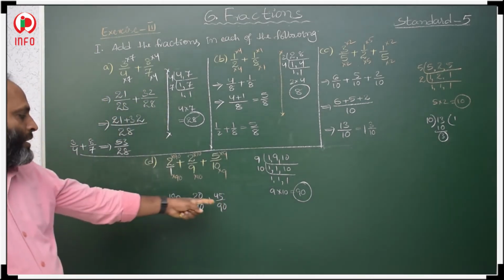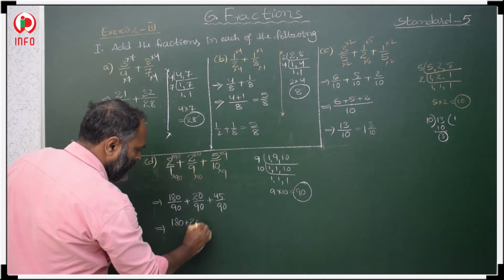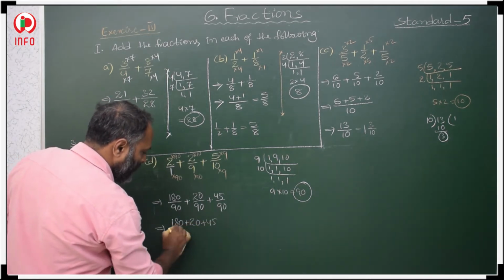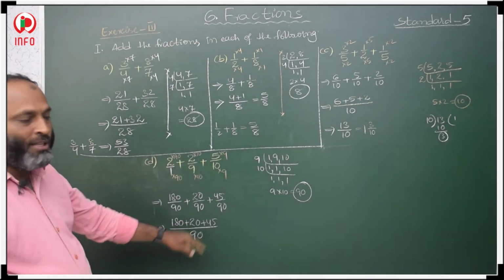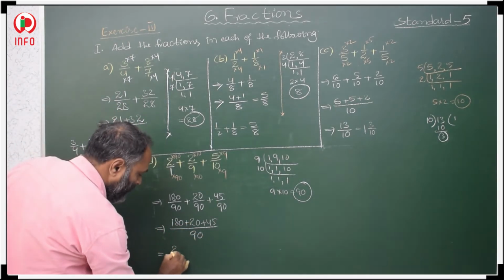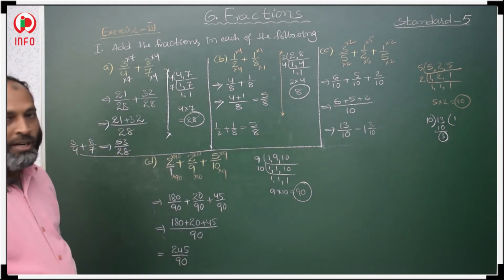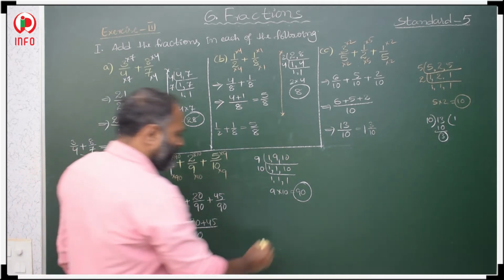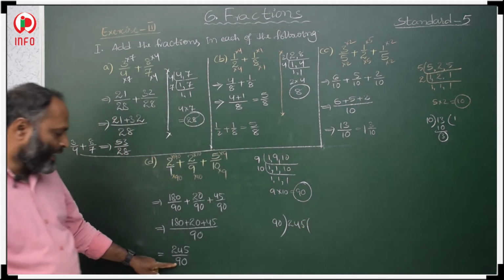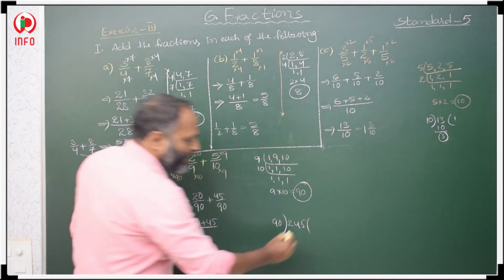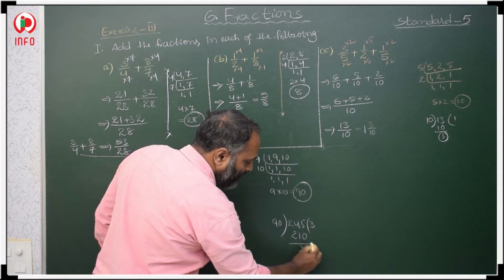Now, all are like fractions. So, the sum of the numerators: 180 plus 20 plus 45 by 90. 180 plus 20, 200. 200 plus 45, 245 by 90. Now, this is an improper fraction, so we have to convert into a mixed fraction. 90 divides 245. 90 threes are 270... 90 twos are 180.